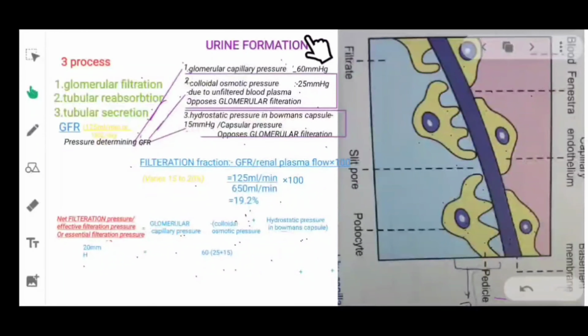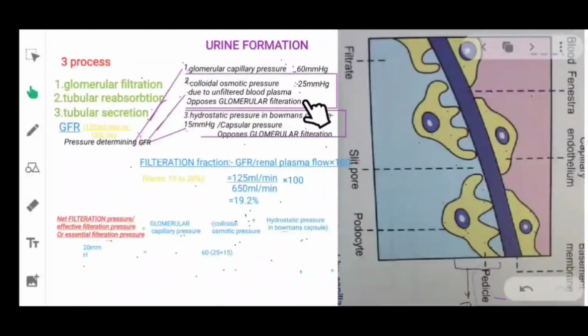It is 60 mmHg. This glomerular capillary pressure is the highest capillary pressure in the body, and this pressure favors glomerular filtration. This is a very important point. Remember, the glomerular capillary pressure favors the glomerular filtration.